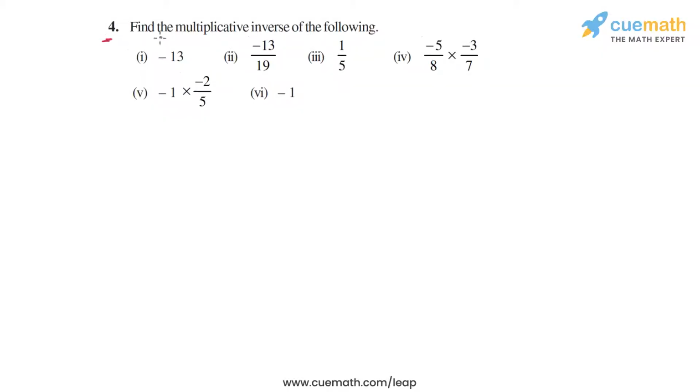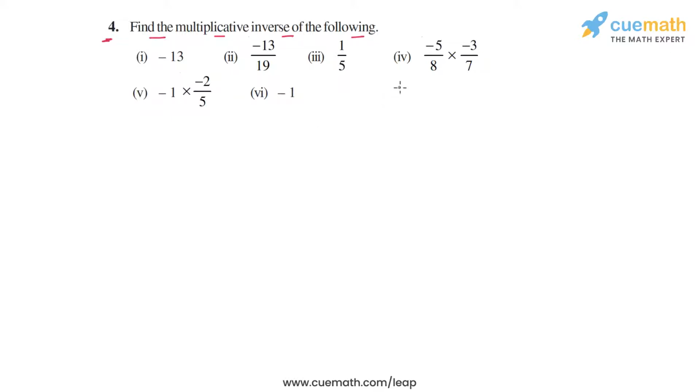In question 4, we have to find the multiplicative inverse of each of these 6 rational numbers that we see. What is the multiplicative inverse of a number? Well, the multiplicative inverse of any number is another number such that the product of the two numbers is equal to 1.